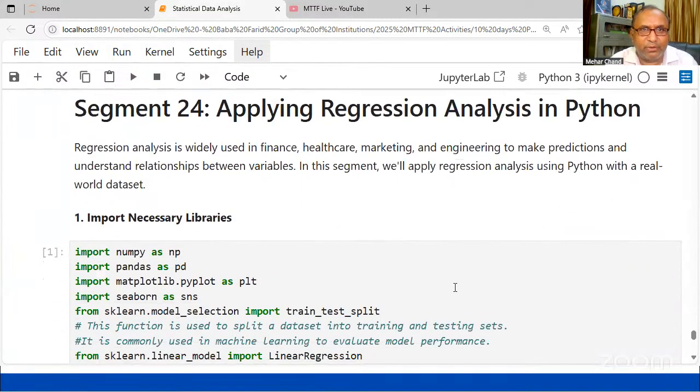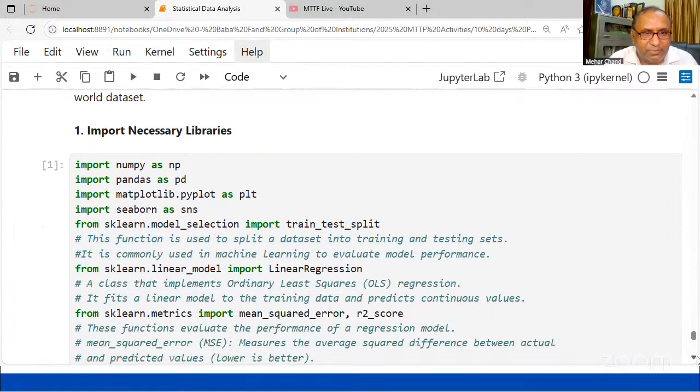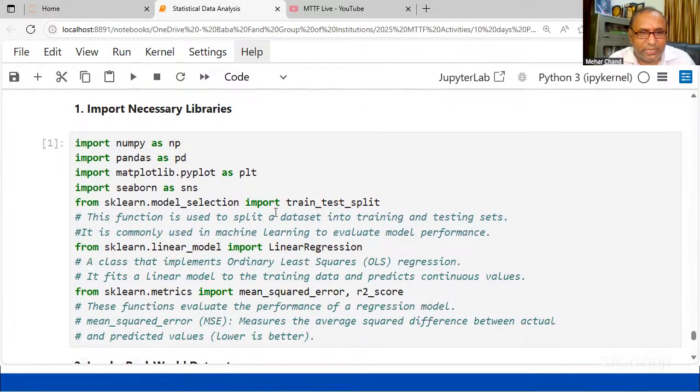So here we are applying regression analysis in Python, and we can use regression in finance, healthcare, marketing, and engineering to make predictions and understand the relationship between the variables. Here is the insight about the libraries which are required. All these are the same as what we did in the previous one.